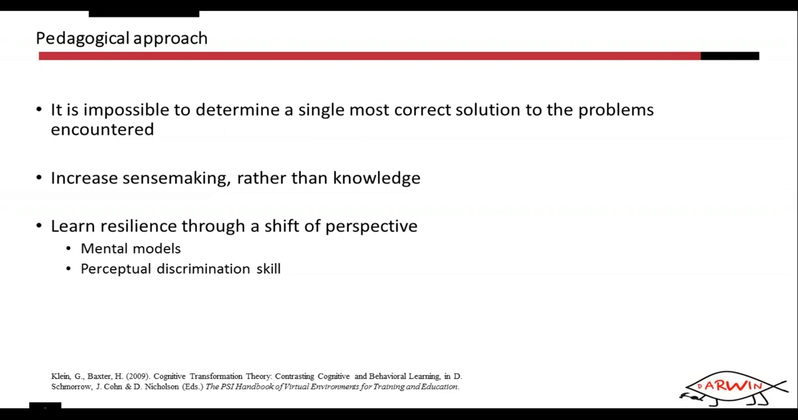So what we wanted to do was to teach resilience by helping them shift perspective on how they view their situation. We based that on research by Klein called cognitive learning, which is focused on how to change their mental models and learn to see new things through what's called perceptual discrimination skill, to see things that maybe they didn't see before, using the concepts that we taught them.